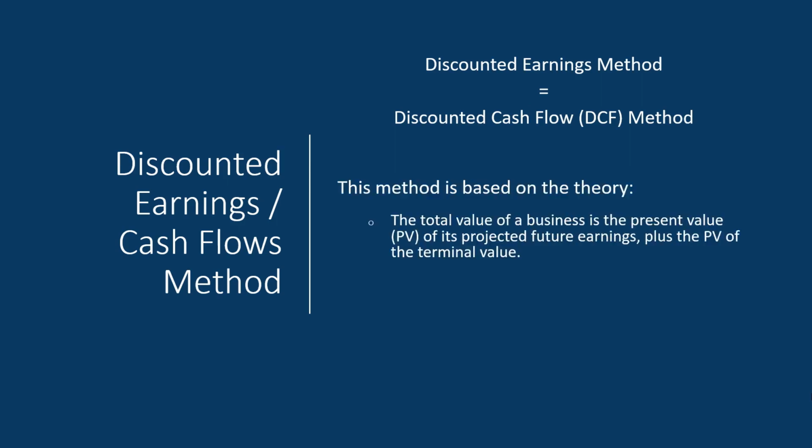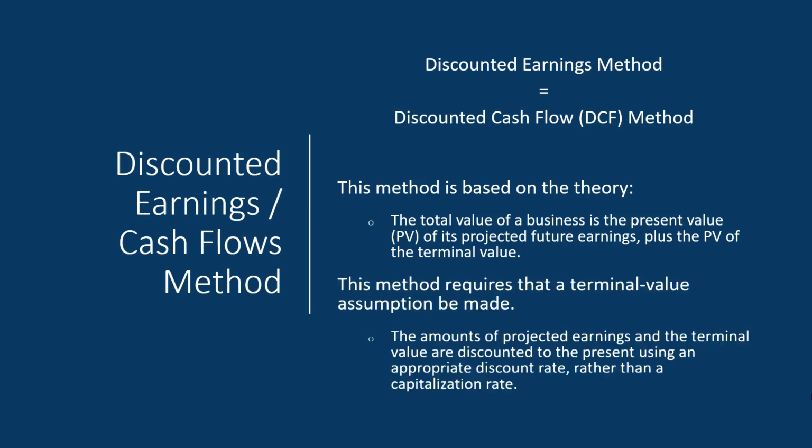This method is based on the fact that the total value of a business, the valuation of a business, is based on the present value of the future anticipated or the future projected earnings of a business. This could be cash flows, earnings, it could be another economic benefit stream, but it's based on the present value of the projected future earnings plus the present value of a terminal value. This is the new and unique part.